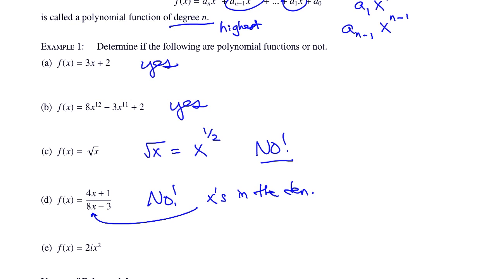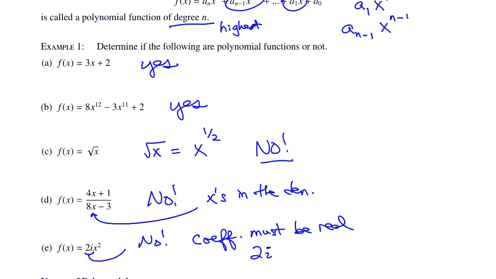And then part E, f of x is equal to 2ix squared. There's no problem with the x's. This time it's the coefficients. This one is going to be no, because the coefficient must be real. And of course we know that 2i is complex. So that is not a polynomial.